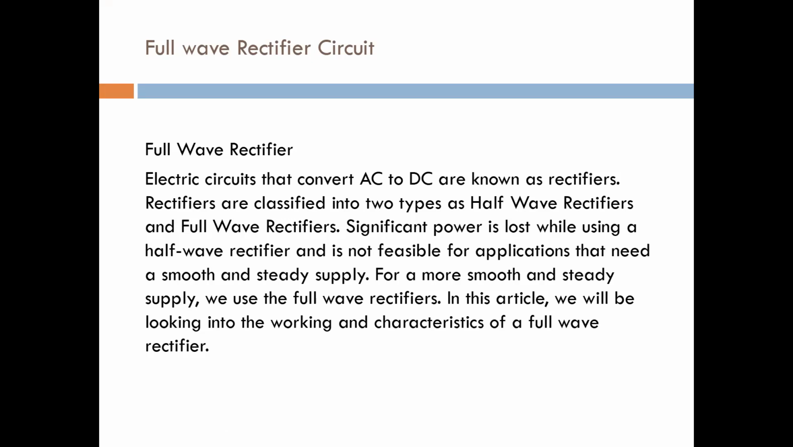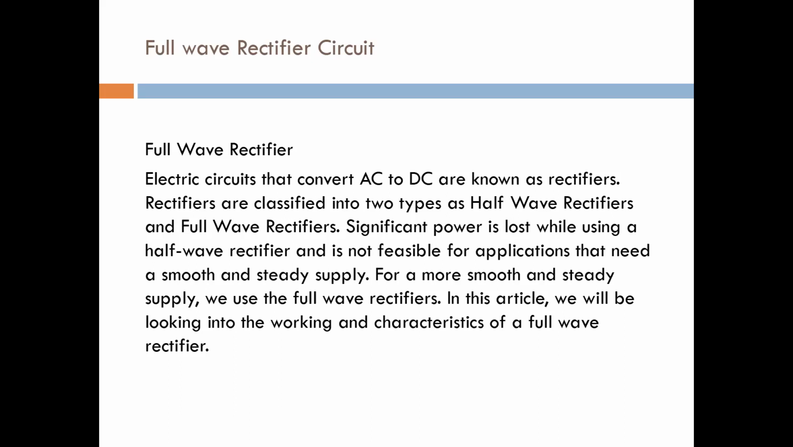Now, when we study the full wave rectifier circuit, what are we going to see? In the case of the half wave rectifier circuit, we use only one diode, but in the case of the full wave rectifier circuit, we are using 2 diodes. Can anyone tell me why 2 diodes are used in the full wave rectifier circuit? In the half wave rectifier circuit, a single diode is used, and I have already told you that a diode is nothing but a unidirectional device. It conducts only in the forward bias condition. It does not work in the reverse bias condition.